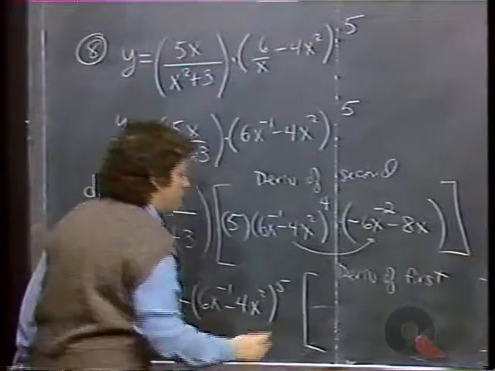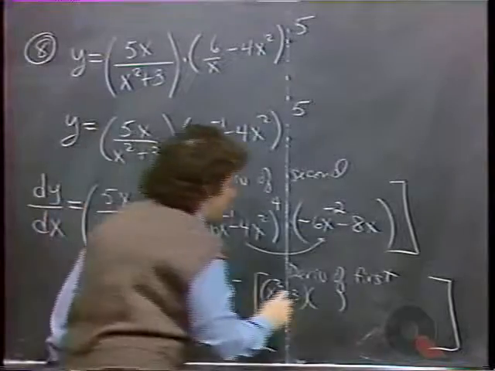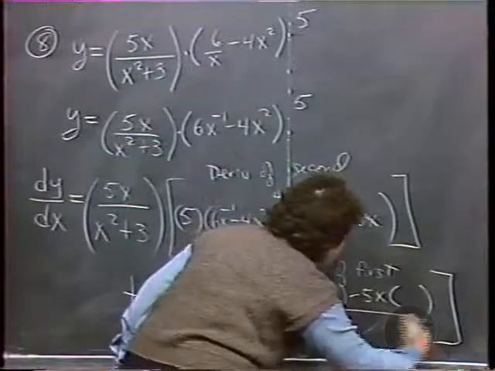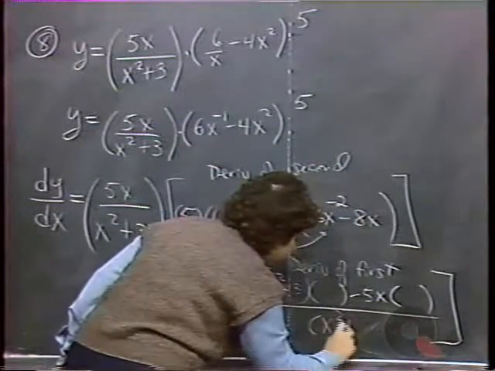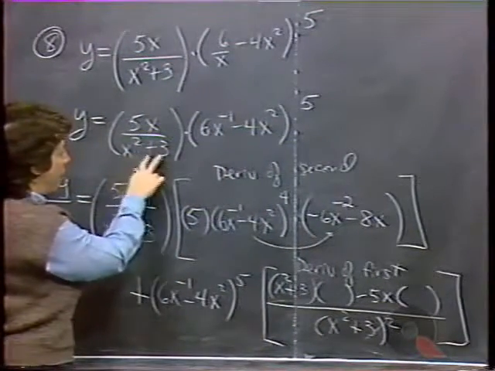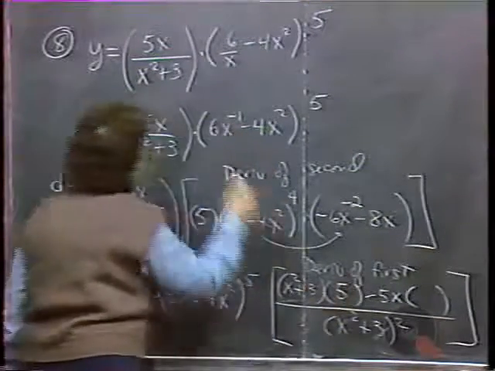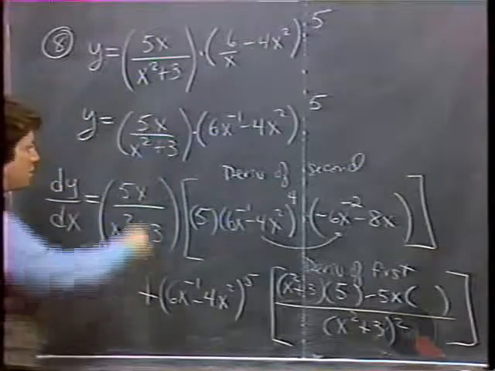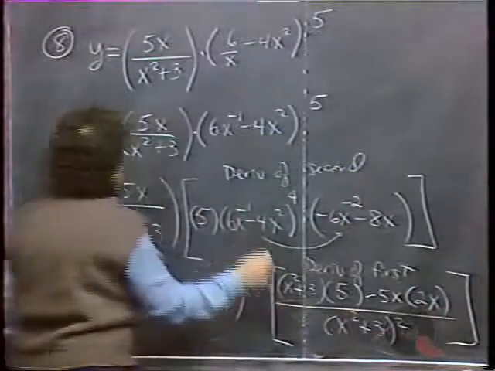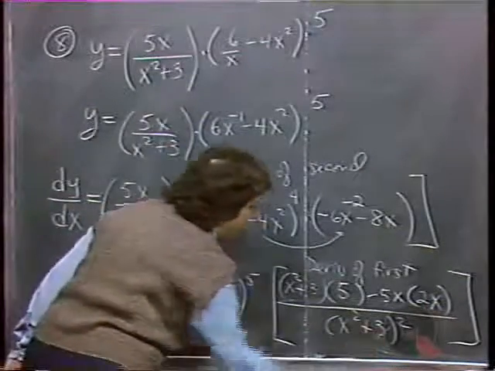The derivative of the first will be the bottom times the derivative of the top minus the top times the derivative of the bottom all over the bottom squared. The derivative of the first, using the quotient rule: the bottom times the derivative of the top. The derivative of 5x with respect to x is just 5, minus the top times the derivative of the bottom. This polynomial, the derivative is just 2x with respect to x. Bottom times the derivative of the top minus the top times the derivative of the bottom all over the bottom squared.